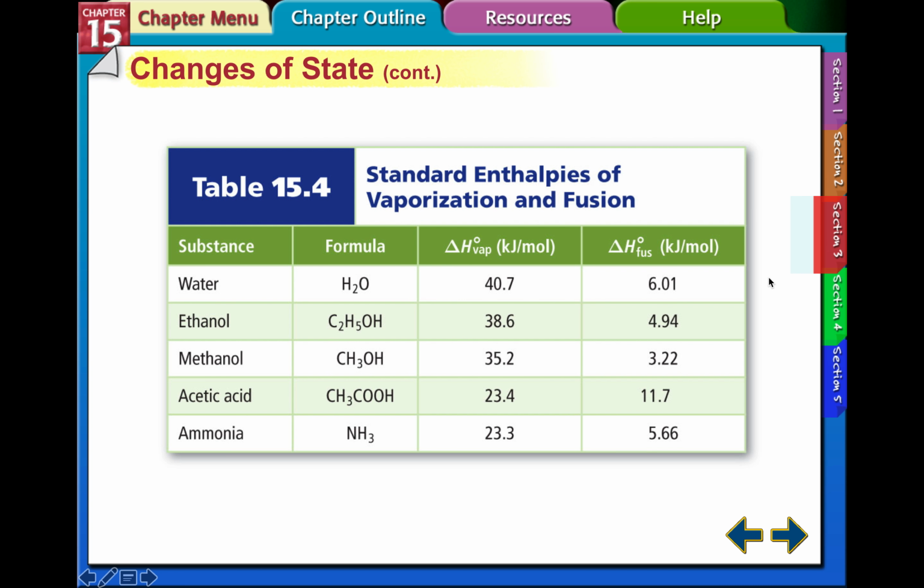Now, here's a couple of standard enthalpies that you should be aware of, but what you should know is the vaporization and fusion of water. So you have 40.7 kilojoules for every mole. That's how much energy it takes in order to essentially go from a liquid to a gas of water. Same thing for fusion, going from a solid to a liquid, 6.01 kilojoules for every mole.